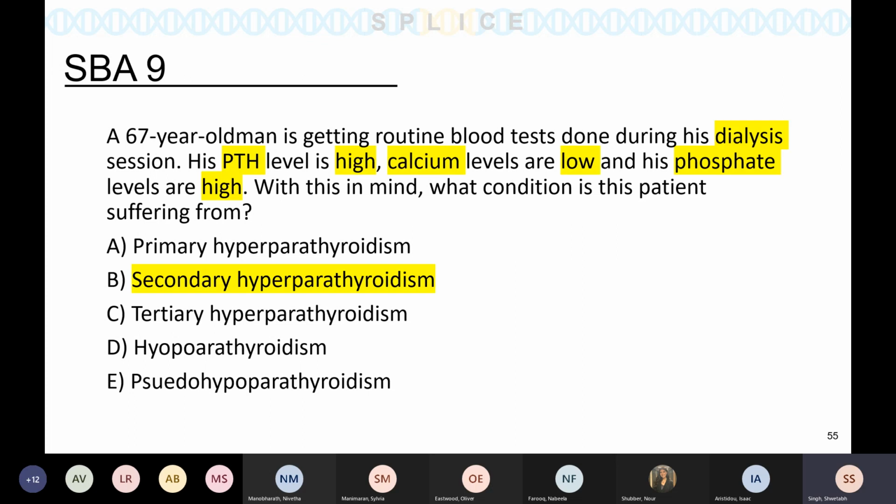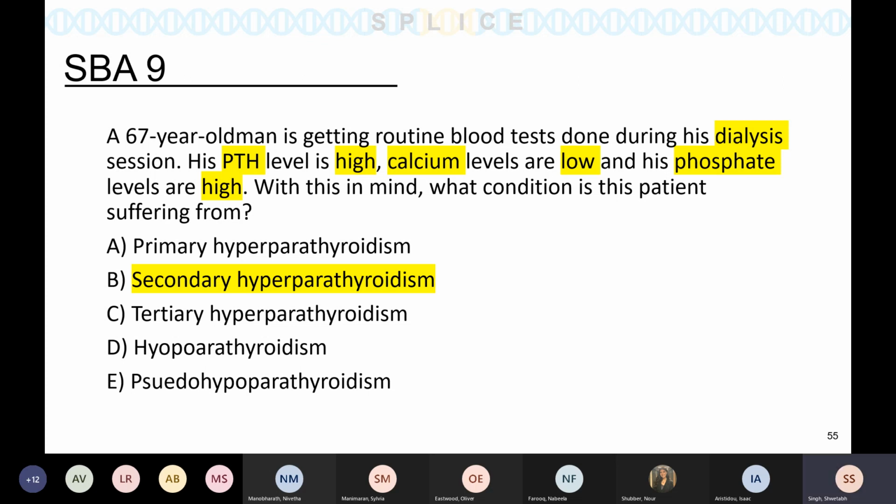So, a 67-year-old man on dialysis. PTH level is high, calcium levels are low, and his phosphate levels are high. With this in mind, what condition does the patient suffer from? Dialysis, or any sort of renal problem, is a classic indication for a secondary or a tertiary hyperparathyroid picture. So, all of you are on the right lines with this one.